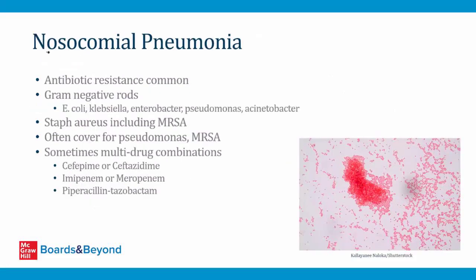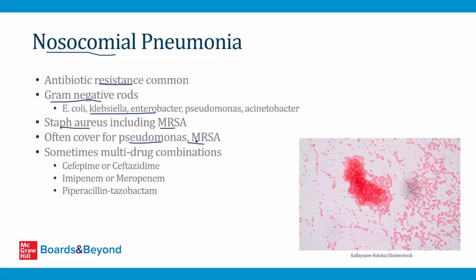And then lastly, in nosocomial pneumonia, you have to choose antibiotics keeping in mind that resistance to antibiotics is very common. So these patients often have infections with gram-negative rods, which can be resistant to antibiotics, bacteria like these listed here. They can have infections with Staph aureus, including methicillin-resistant Staph aureus. And so in general, when you're choosing antibiotics for nosocomial pneumonia, you often have to choose antibiotics that cover or treat Pseudomonas and MRSA. There are lots of options for how to do this.